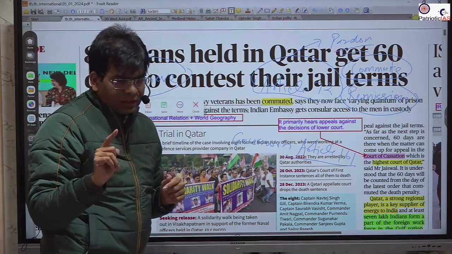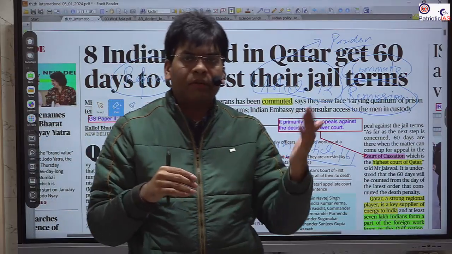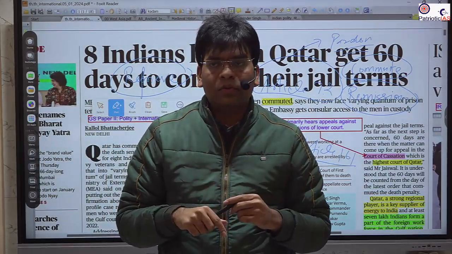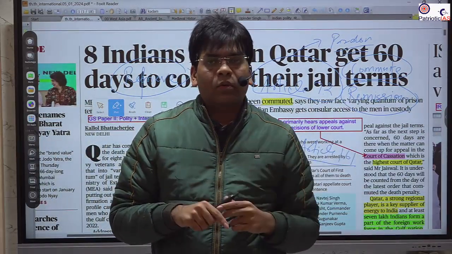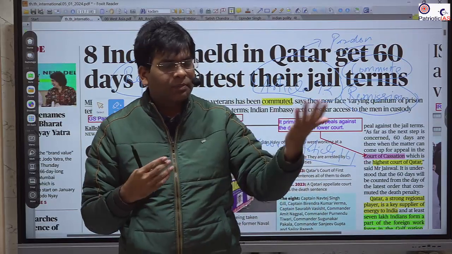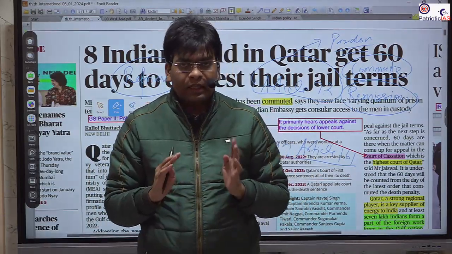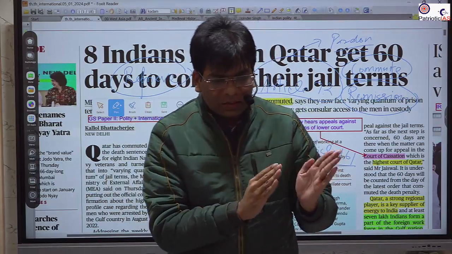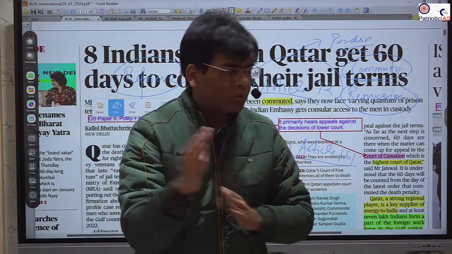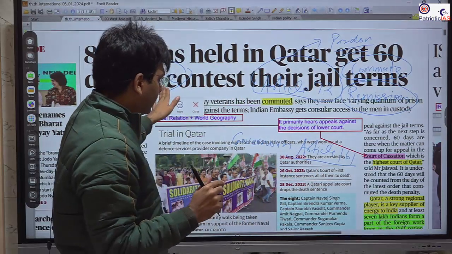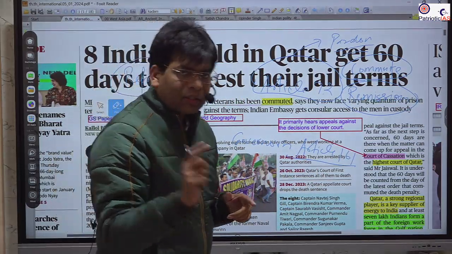Reprieve means sometimes when a death sentence is given to you, you appeal in the court for the pardon, or to the president for the pardon, or to the court for a review of the judgment. In that case, your death sentence is delayed for some time. So reprieve is given in this case. Is it clear what the reprieve is?